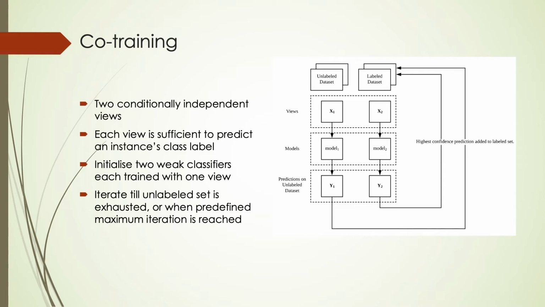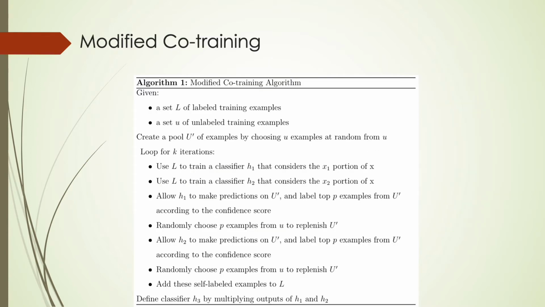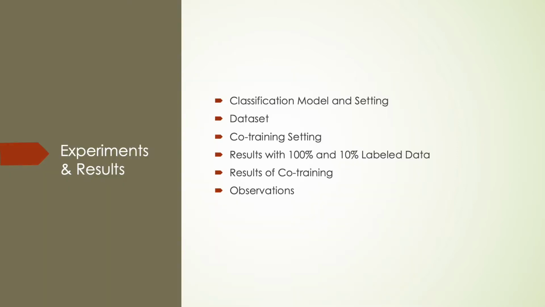The co-training algorithm shows effectiveness in web page classification, where a web page can be described by its content and also the anchor words pointing to the web page. We have made slight changes to the original co-training algorithm, and here it is. Now I will talk about the experiments and the results in detail.